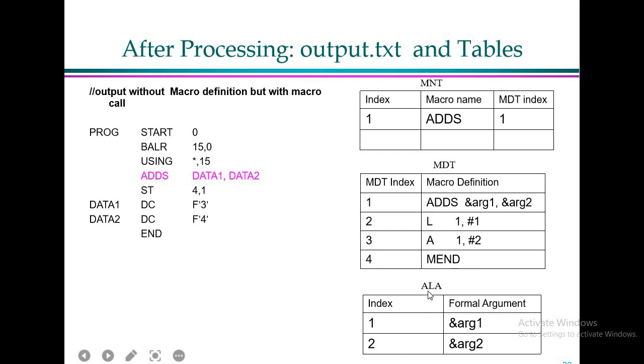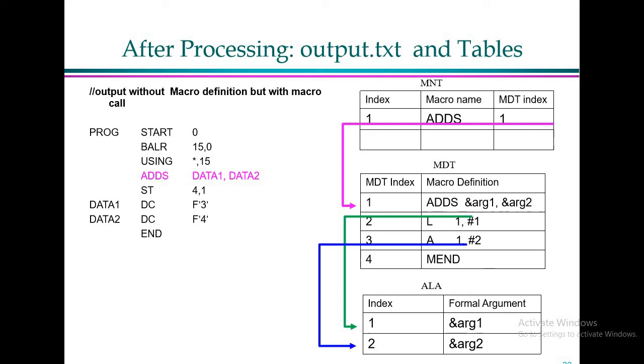Now see the argument list array. Index is 1. What is the formal argument? That is arg1. The second formal argument is arg2. This is the output after processing of pass 1. So here #1 contains argument 1, #2 contains argument 2.